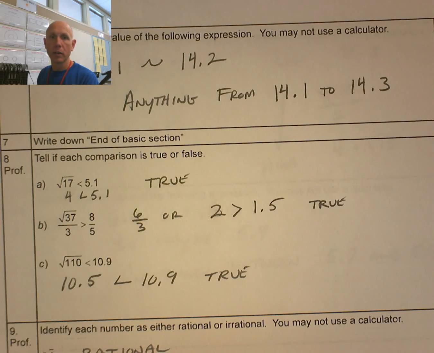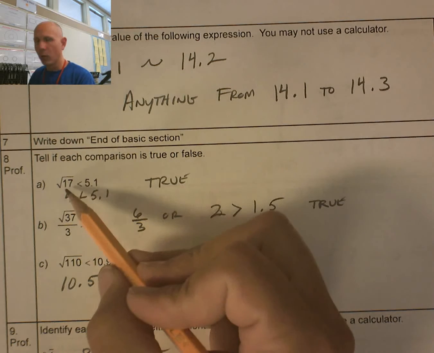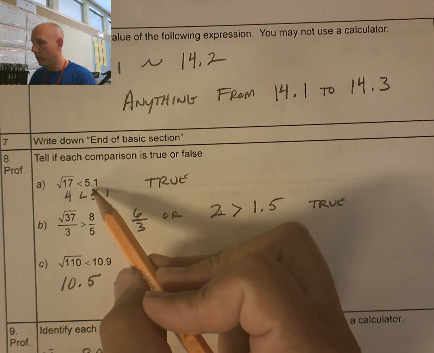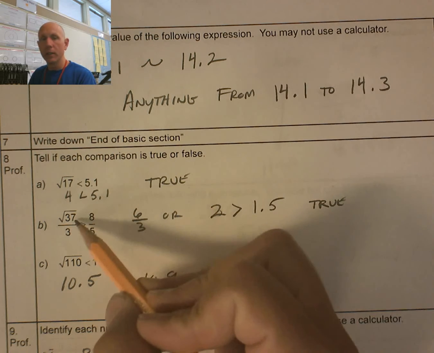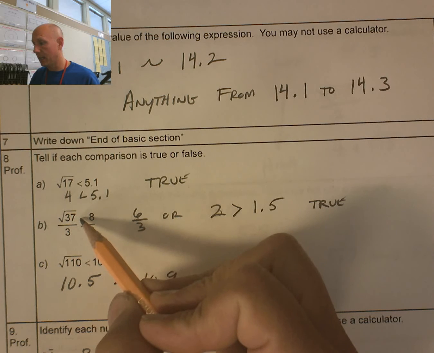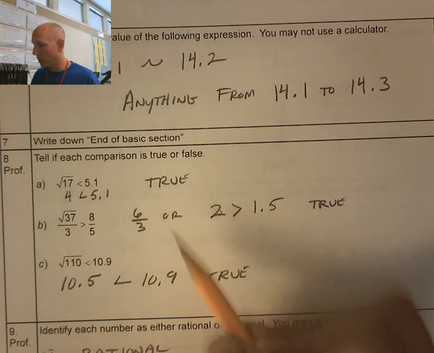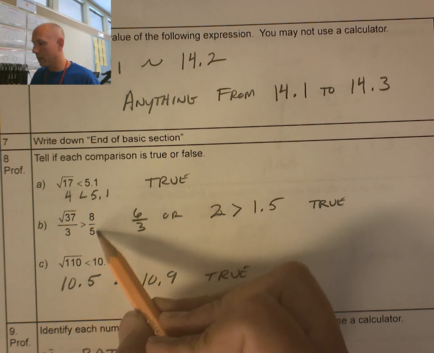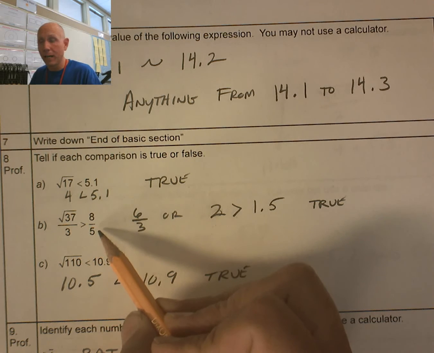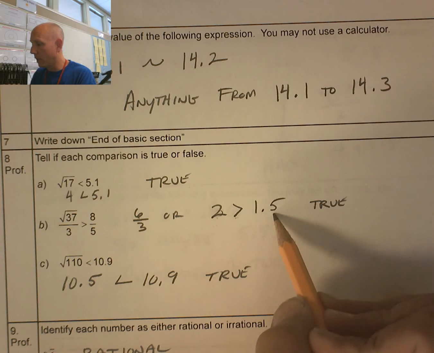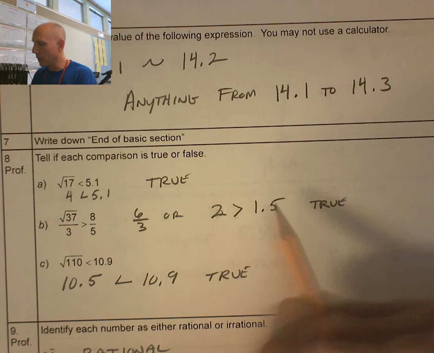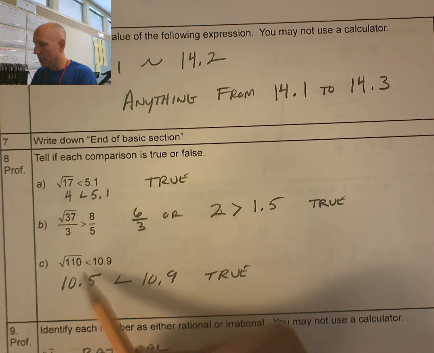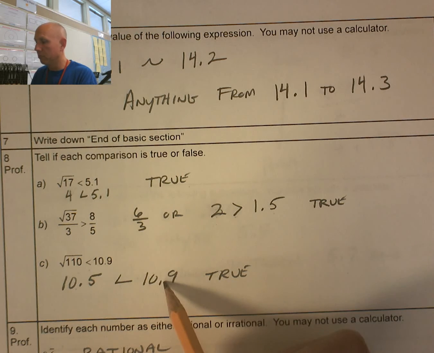Tell if each comparison is true or false. The square root of 17 is about 4. Is 4 less than 5.1? True. The square root of 37 is about 6, and 6 divided by 3 is 2. So I put that at 2. And is 2 greater than 8 divided by 5, which is about 1.5? Is 2 bigger than 1.5? True. The square root of 110 is about 10.5. Is that less than 10.9? True.